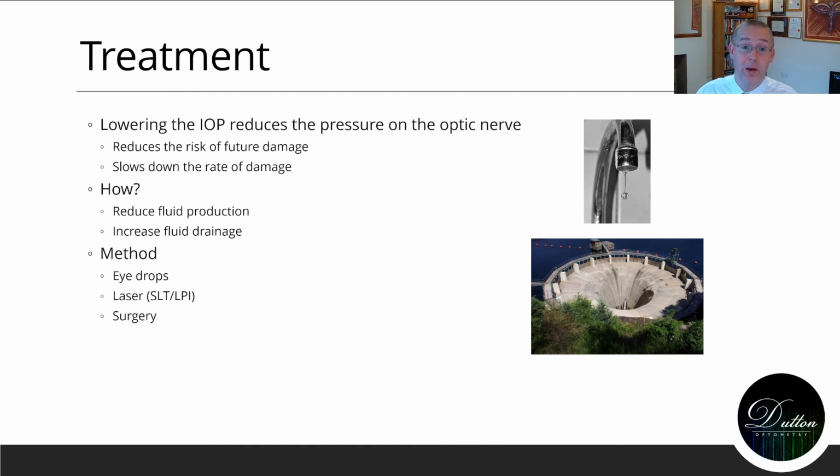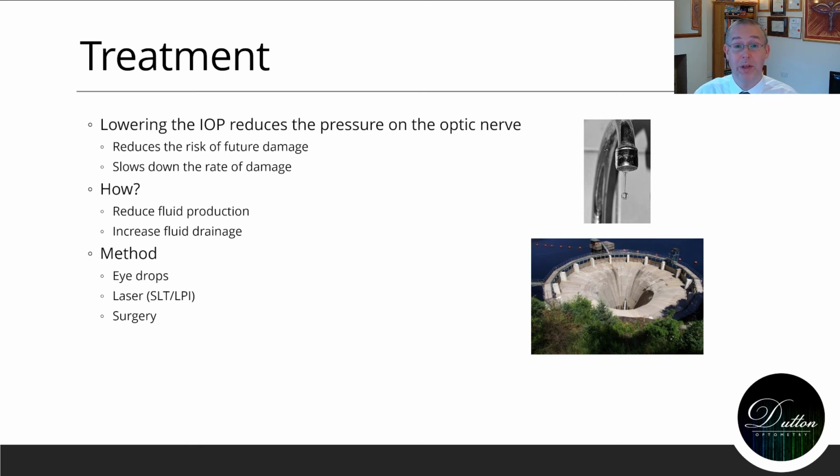Whether you have ocular hypertension or glaucoma, the aim is to reduce the eye pressure, because that in turn will either reduce the risk of you getting glaucoma, or if you've already got glaucoma, it will slow down the rate of progression of that glaucoma, so it will help to preserve your field of vision. And there's two ways we can go about doing this.